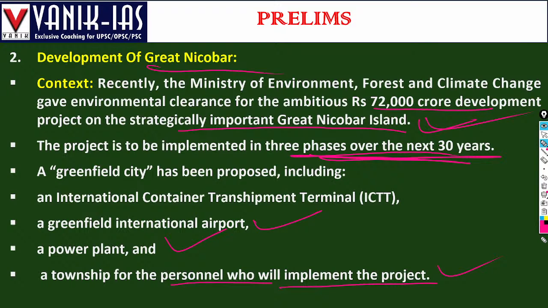So this is the 70,000 crore development project given to Great Nicobar Island, and the project duration will be 30 years. There will be a city, an International Container Transport Terminal, and a Greenfield International Airport. Greenfield means a new airport. Brownfield means an existing airport that you are developing. There will be a power plant for self-sufficiency in power, and a township for the personnel who will implement the project. This is part of the new project. Okay.